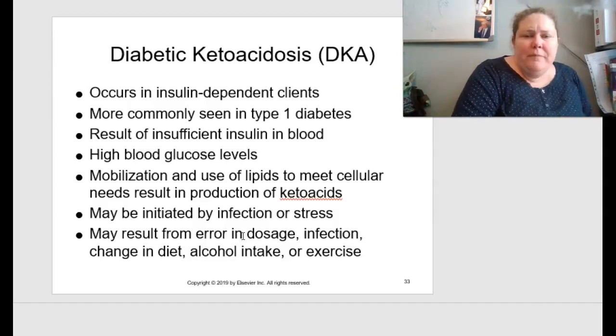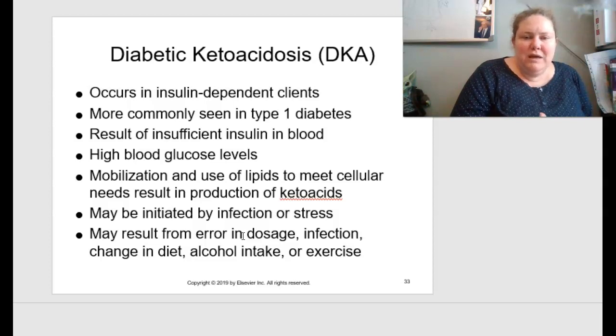And so this is more commonly seen in type 1 diabetics, and this results from an insufficient amount of insulin in the blood. Okay, and so what happens is that since we don't have insulin to pull the blood sugar out and into storage, that ends up causing us to have high blood glucose levels. And then mobilization and use of lipids to meet the cellular needs results in the production of those ketones, or those keto acids.